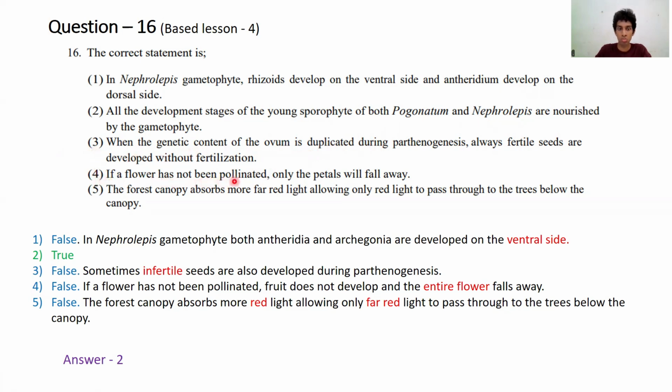4. If a flower has not been pollinated, only the petals will fall away. No. When a flower has not been pollinated, a fruit does not develop and the entire flower falls away. So therefore, statement 4 is also false. Statement 5. The forest canopy absorbs more far-red light, allowing only red light to pass through to the trees below the canopy. That's false. It should be the other way around. The forest canopy absorbs more red light, allowing only far-red light to pass through to the trees below the canopy. Therefore, the correct statement is the second one. So the correct answer is 2.